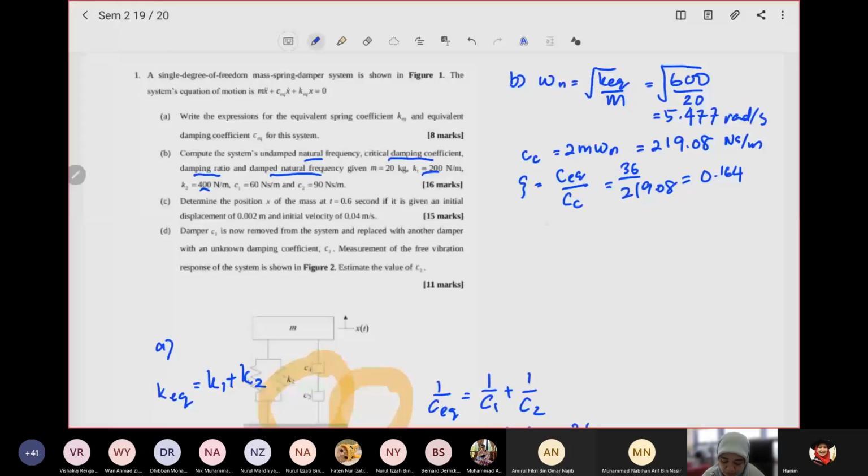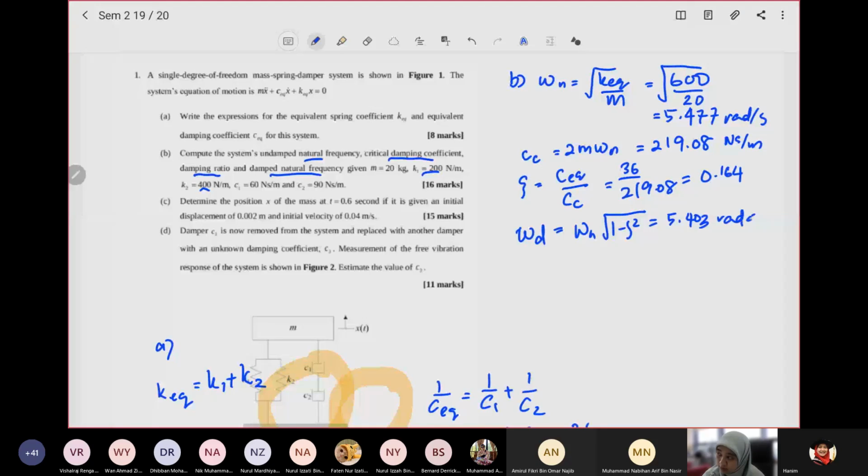Okay, and then you have to calculate your omega D. You have your omega n, you have your zeta, so you can use this formula. If you calculate that, you can get 5.403 per second.